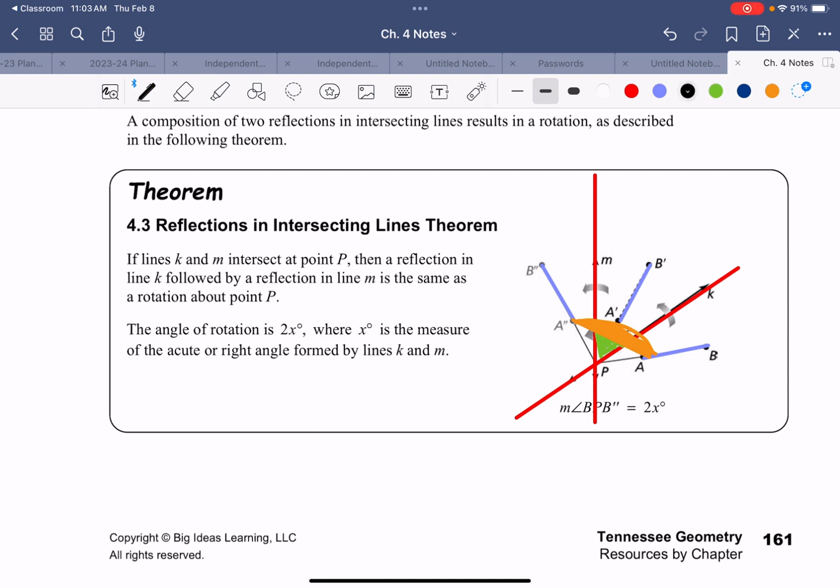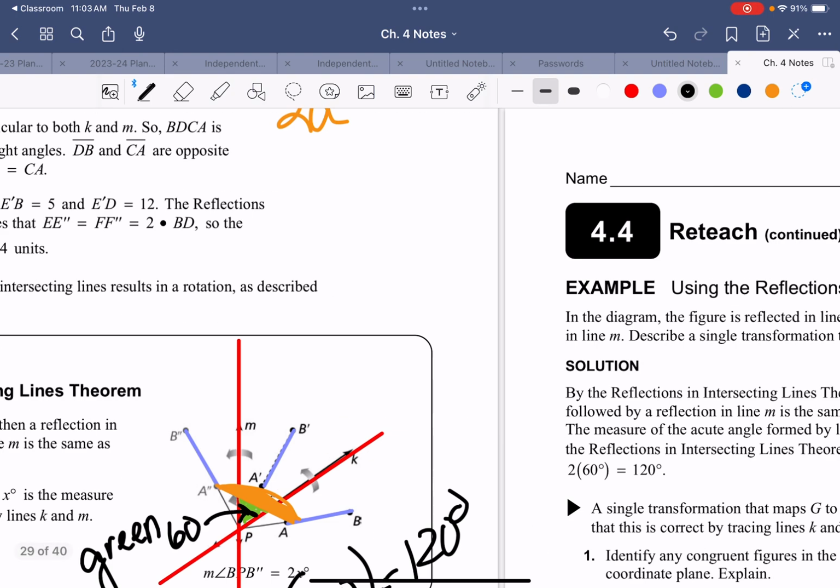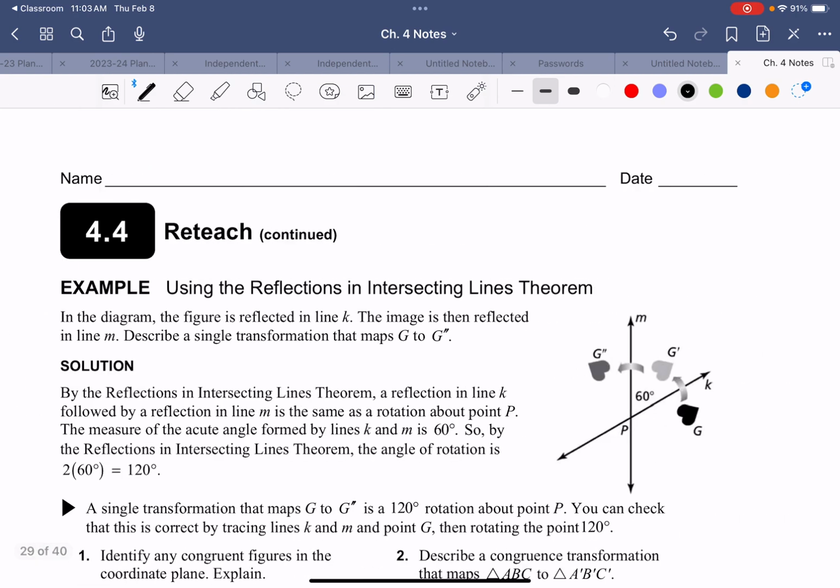So if I told you this green angle here had a measure of 60 degrees, okay, this is the green one, then the orange one would be 2 times 60 degrees or 120. Okay? So hopefully I put that in good everyday language for you.